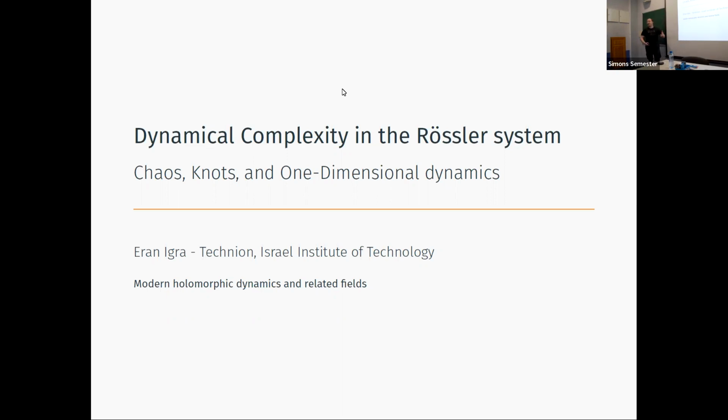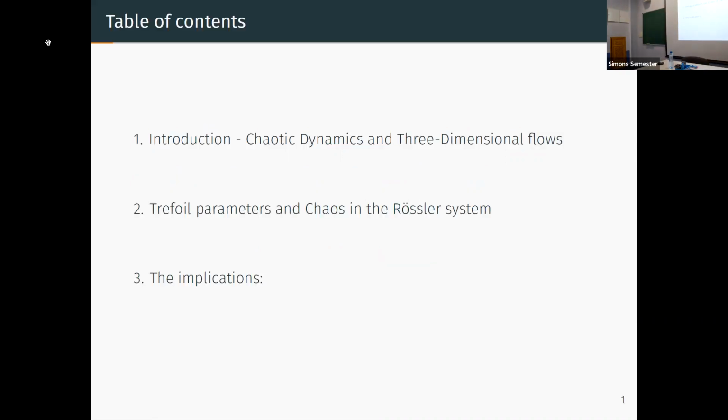Their point is to convince you about the importance of heteroclinic knots to the emergence of complex phenomena in three-dimensional flows.